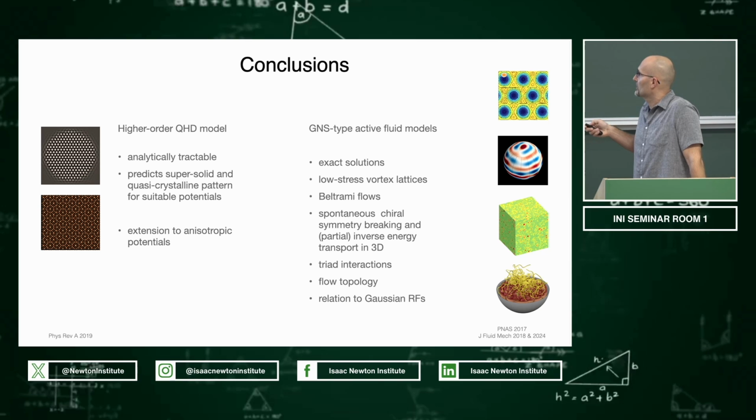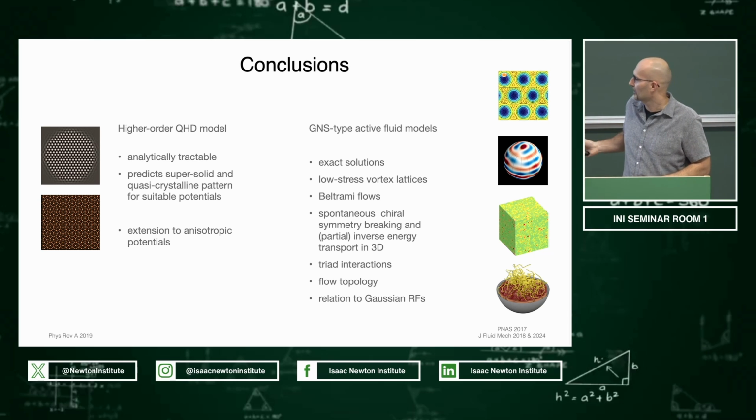These include basically low stress or zero effective viscosity vortex lattices in 2D, and in 3D you have Beltrami flows. And a generic feature of all these models in 2D and 3D is that you select handedness. What I didn't talk about is that you can do more analysis because they are much better behaved than the Navier-Stokes equation, because you select scales, so you don't have to deal with the power law spectrum. You can do triad analysis, you can analyze the flow topology. And there's also an interesting relation to Gaussian random fields in that case.